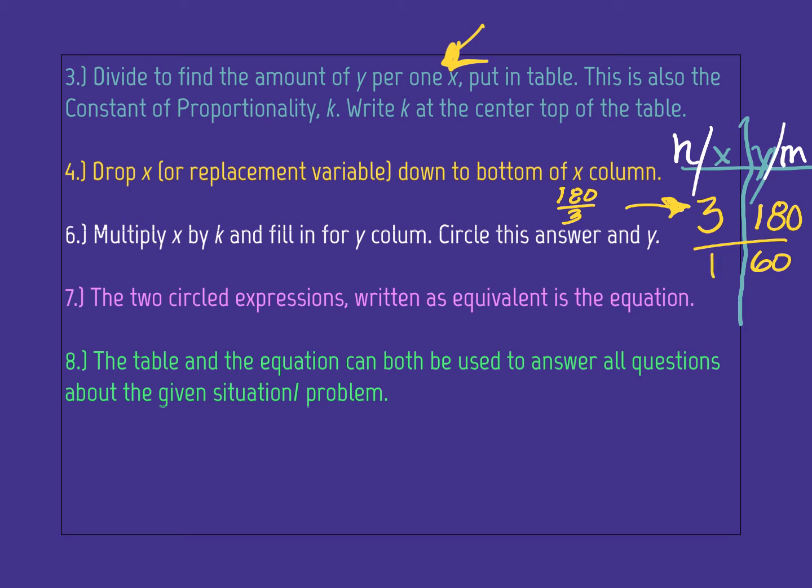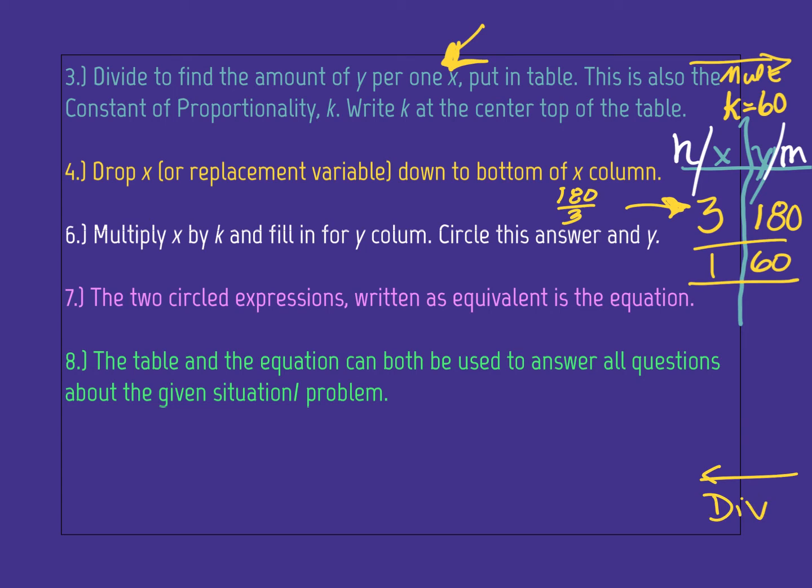Okay. Then what does it say? Put it in the table. I did that. That's also the constant of proportionality, or K. Write it at the top of the table. Right here, right in the middle, K equals 60. Remember doing that? Because that way I won't forget. Because when I go in this direction across the top, I multiply, and in the opposite direction, I divide. Hopefully you remember that, right?